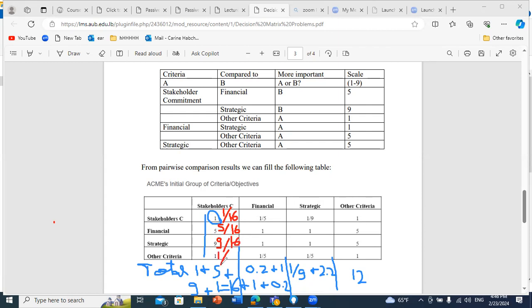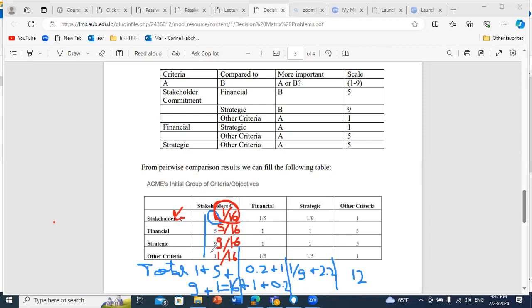And why does this number here represent a first weight for the stakeholder? Because look, the more important this aspect, the higher the number here you will have. If stakeholders is very important, it will have a high score here. And the other criteria will have a relatively low score. So when you divide this score over the total, if this criterion is important, you should get a high weight. Okay, so this is a first weight that you got from your pairwise comparisons.